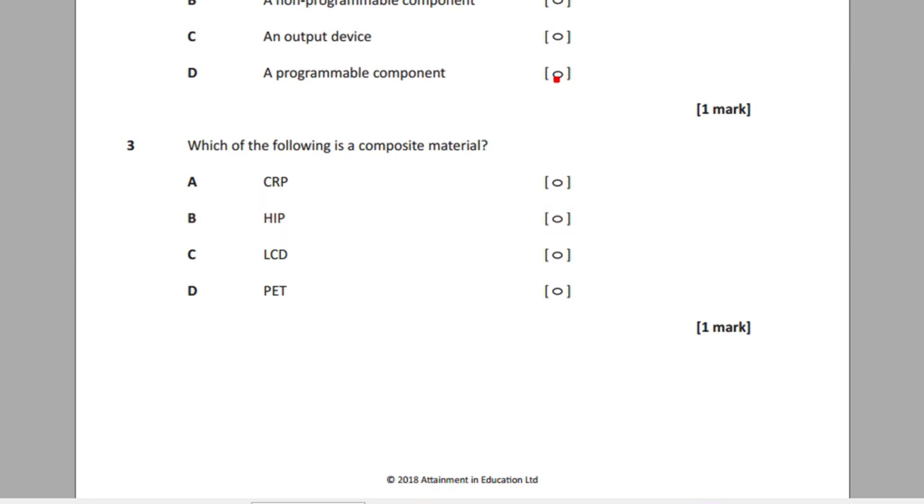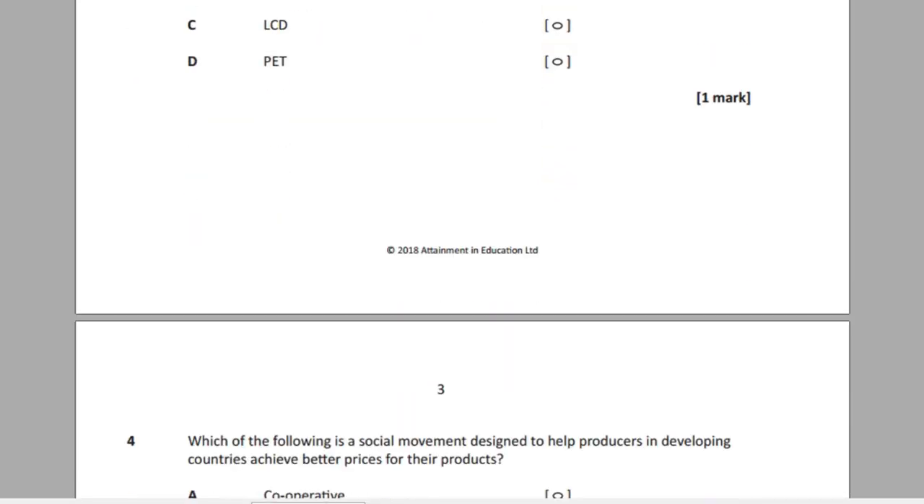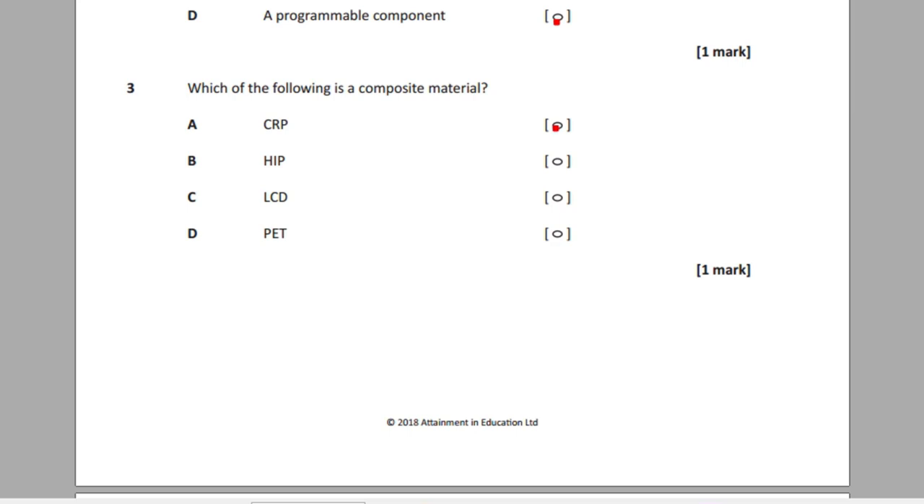So A sounds about right, which is carbon reinforced polymer. Polymer refers to a type of plastic, so they can add carbon to it to make it stronger, because we know carbon is quite strong. So that's the composite material we're talking about, because it's made up of two parts, carbon and a polymer, which is a thermoplastic or thermoset. Okay, so let's click on this. So that's the correct answer. Okay, so you will actually need to know your abbreviations and acronyms for different types of materials as well.